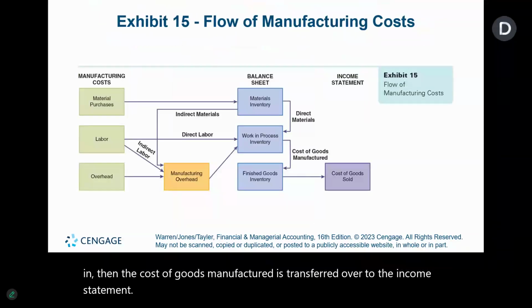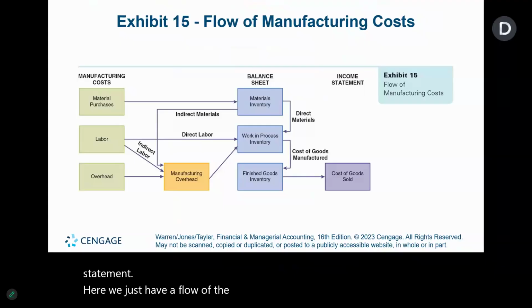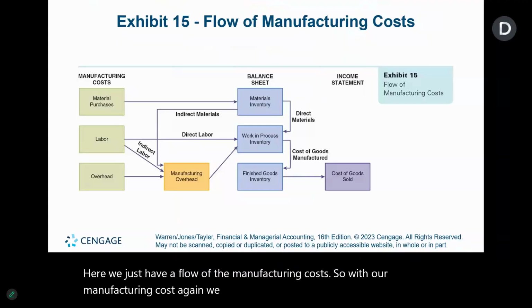Here we just have a flow of the manufacturing costs. With our manufacturing costs, again, we factor in DM, DL, factory overhead. Sometimes it's direct and sometimes it's indirect.